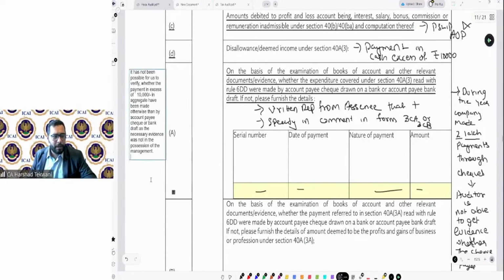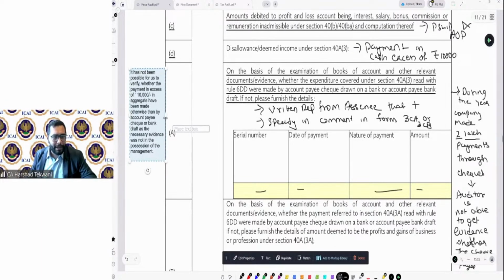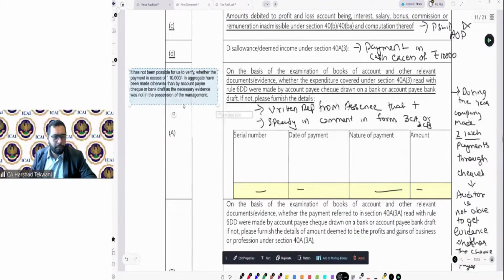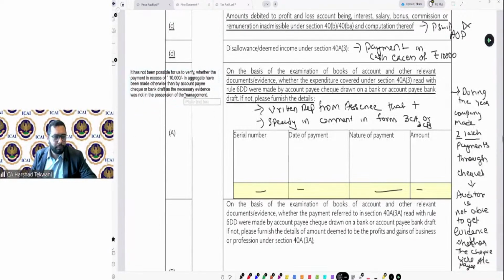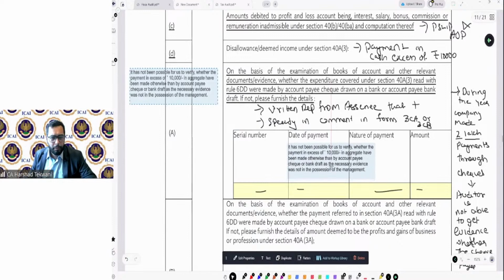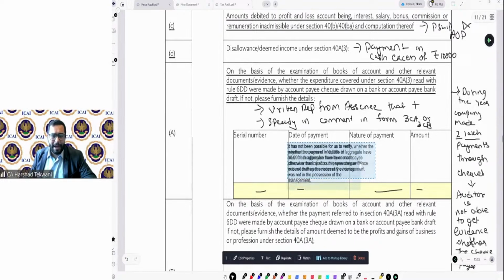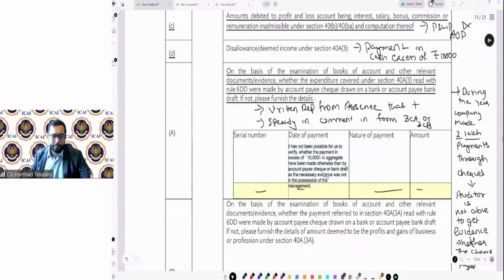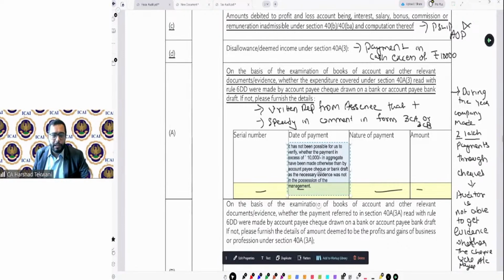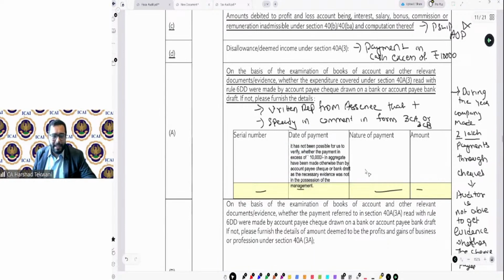So I will write this statement to give the effect that it was not possible for me to verify whether the payment in excess of 10,000 aggregate has been made by account payee cheque or otherwise. And accordingly, I'm not able to report anything. Okay, so that is the comment that I need to specify in my Form 3CA or 3CB, and I need to specify the details that this was the scenario.